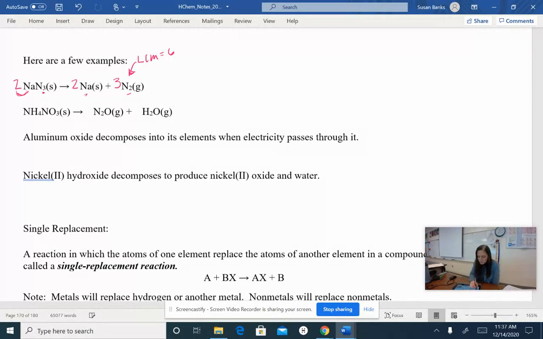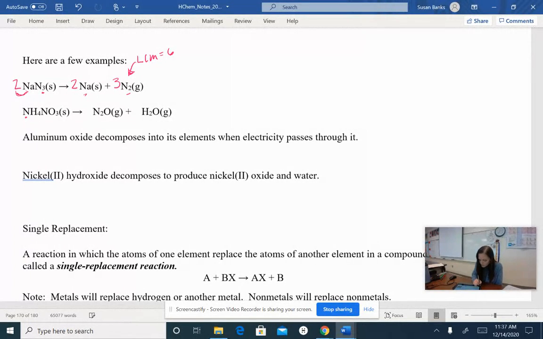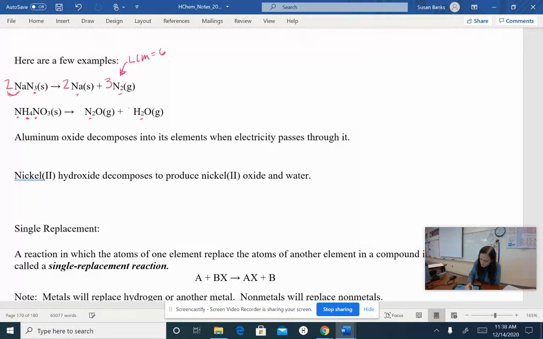Let's look at ammonium nitrate breaking down into dinitrogen oxide and water. So I've got one nitrogen there and one nitrogen there. I've got 2 here. So far I'm okay. Here I've got 4 hydrogens. Here I've got 2. What can I multiply 2 by to get 4? Did you say 2? Okay, and then I've got 3 oxygens here. I've got 1 oxygen here, and 2 times 1 gives me 3. So there we go.